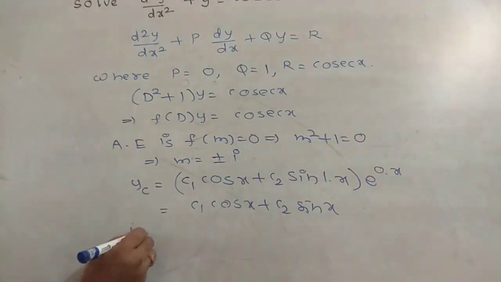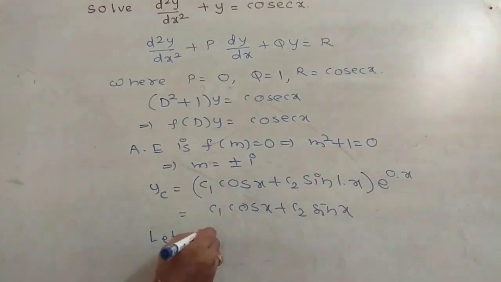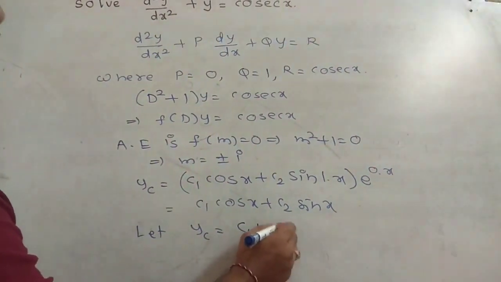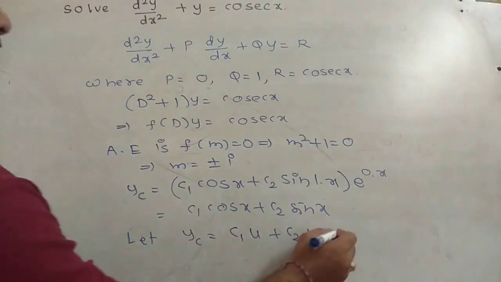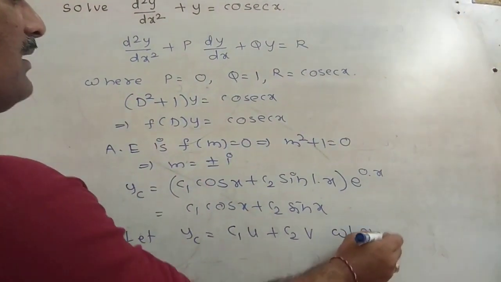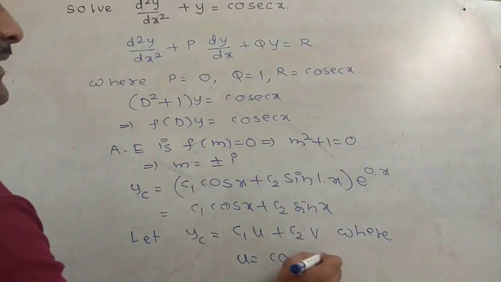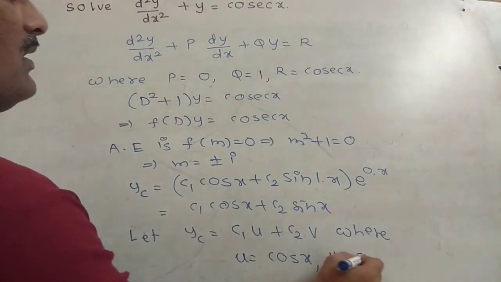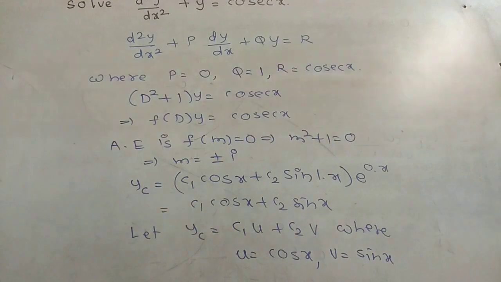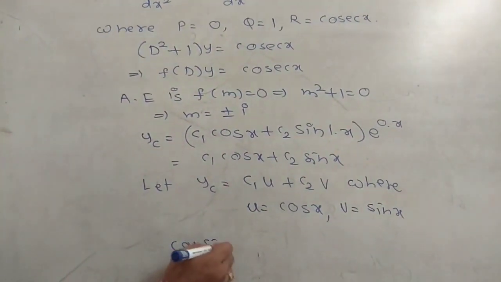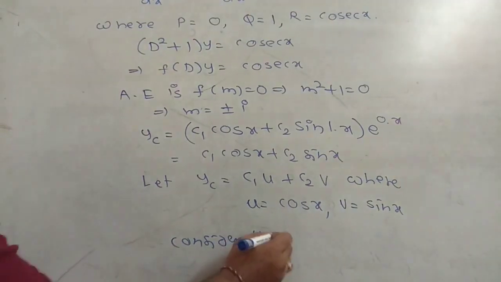Now as per the procedure of variation of parameters, yc should be taken as c1 into u plus c2 into v. So compare with the calculated yc. What is u? U is nothing but cos x. And what about v? It is nothing but sin x. Now after getting this yc, you calculate yp. So what is the procedure for yp?